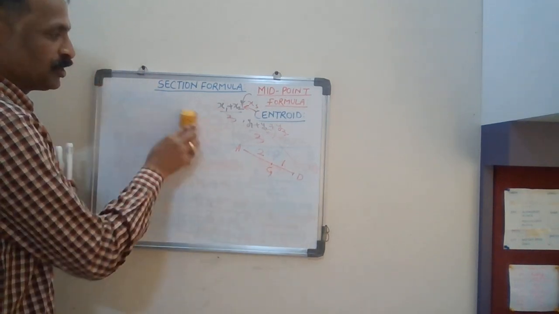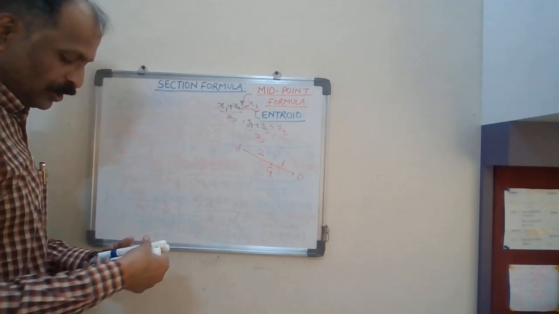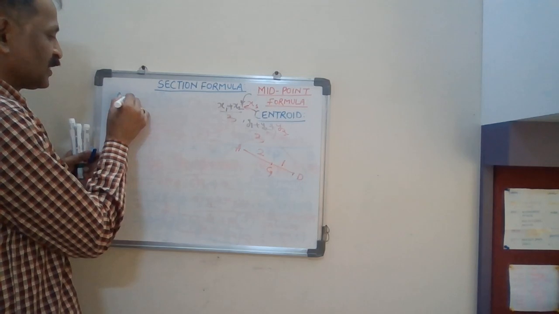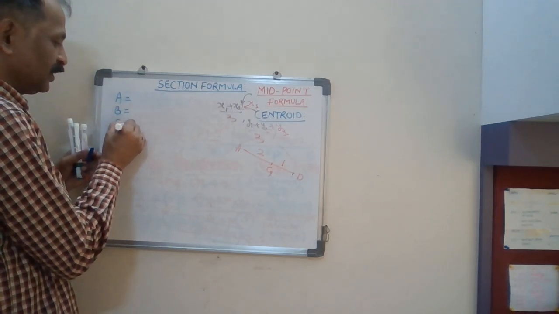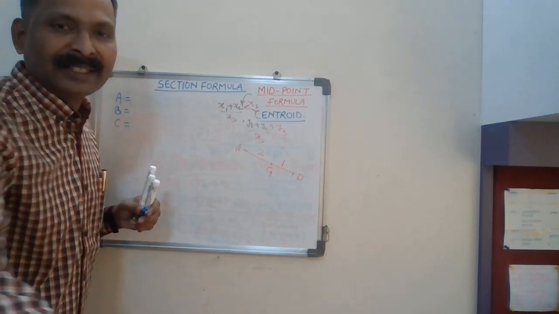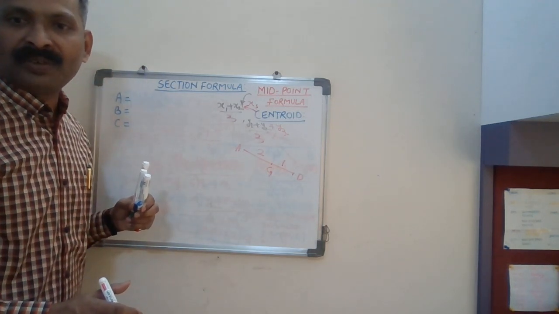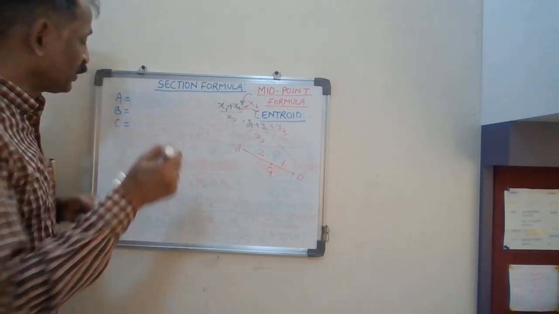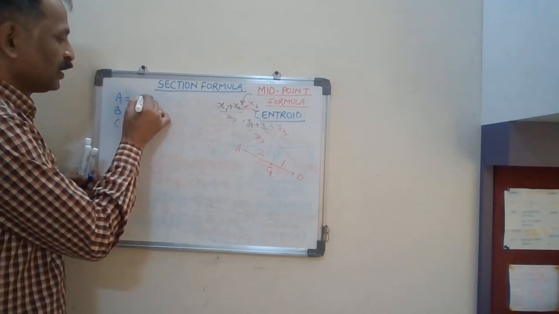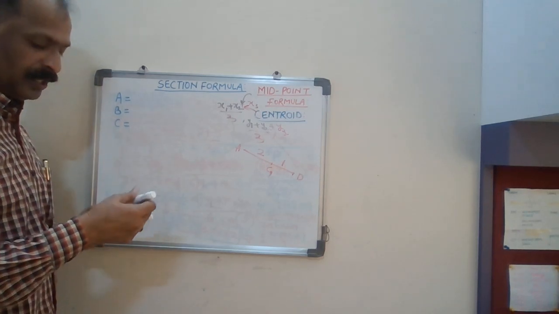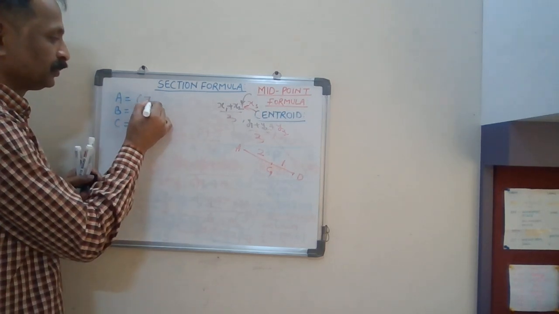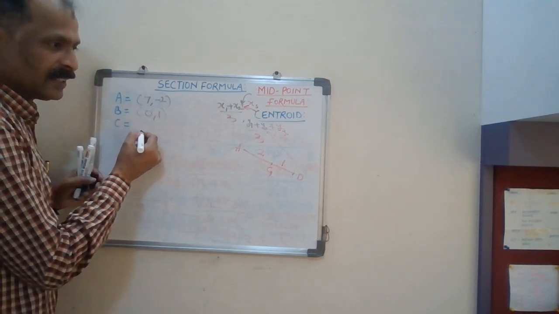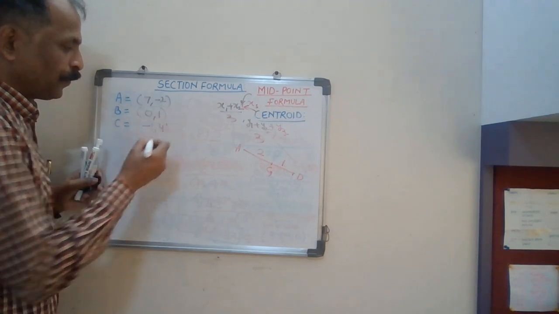vertex. So let me do one question from centroid. For centroid, sometimes it comes in 3 marks. So the question says, A, B, C are the vertices of a triangle. A is given 7 comma 2, B is 0 comma 1, and C is minus 1 comma 4.